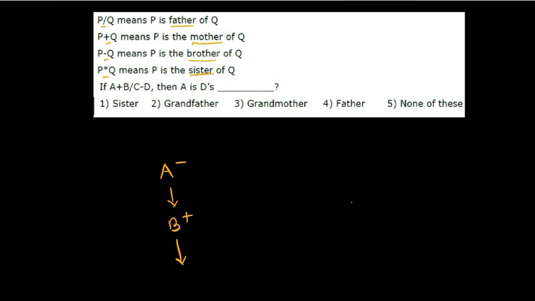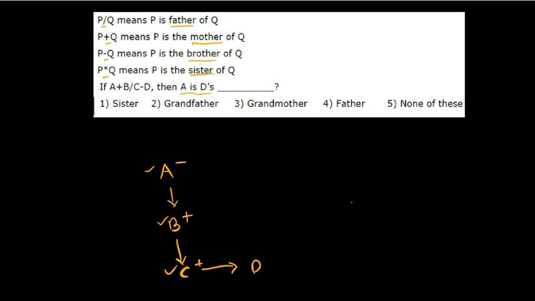Minus is the symbol for brother. Here C is the brother of D. So look at this particular thing. Gender is given here, here and here. The gender of D is not defined. So the question is, A is D's what? What is the relation between A and D? What exactly is A for D?